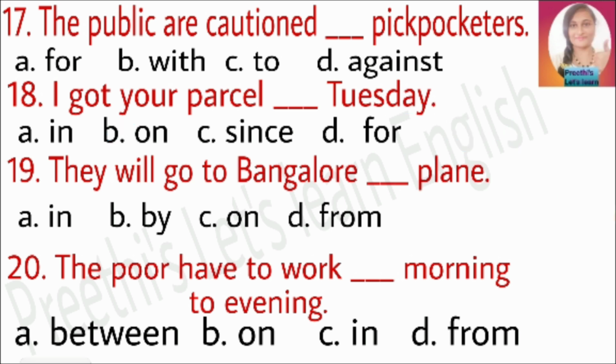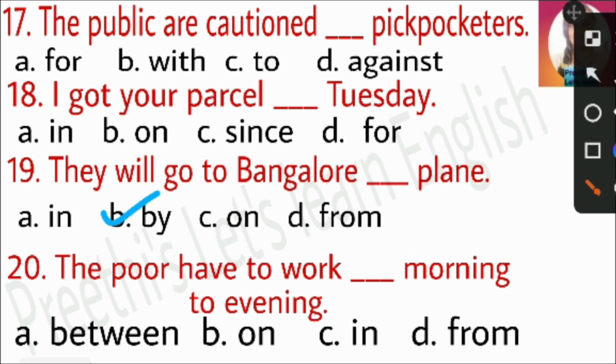Next, 19th one. They will go to Bangalore blank plane. Options are in, by, on, from. So before the plane there is no determiner given. So when there is no determiner, we have to use the preposition by. So the correct answer is option B, by. They will go to Bangalore by plane.